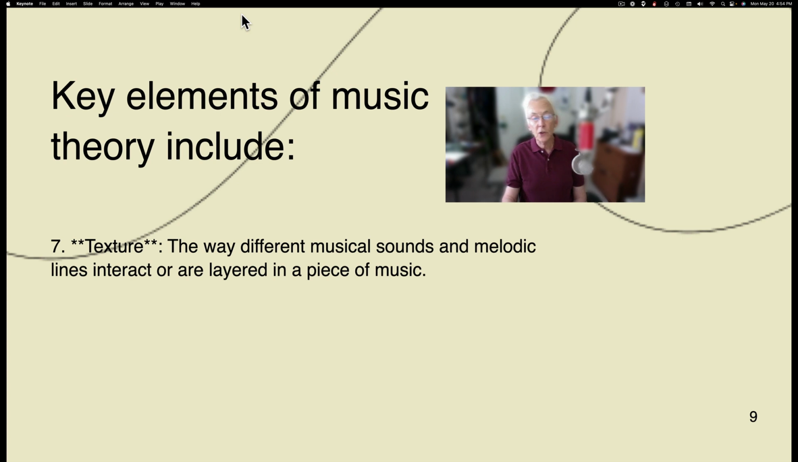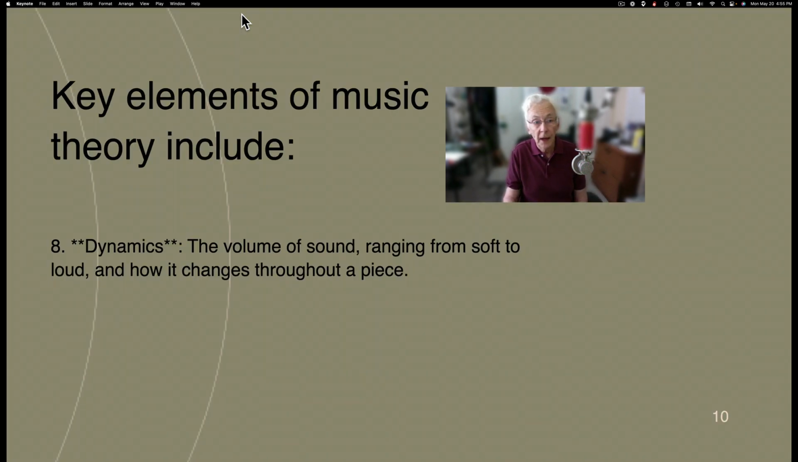Number 7 is texture. This is the way music sounds, melodic lines, the way things interact with each other. Or some of you may be familiar with layering in a synthesizer or recording. There's a fancy word for that called polyphony. All these things tie back to this idea of texture. And number 8 on our list, the last one we're going to include in our introduction, is dynamics. Dynamics always talk about the volume of the sound, but not only the volume, it's the range from soft to loud and how it changes through a piece of music.